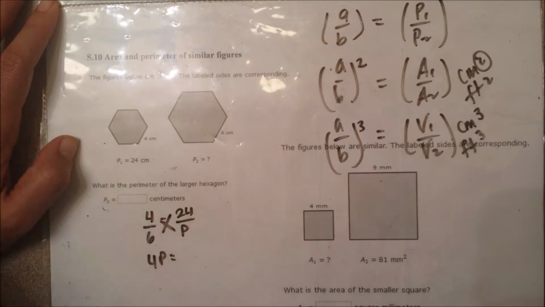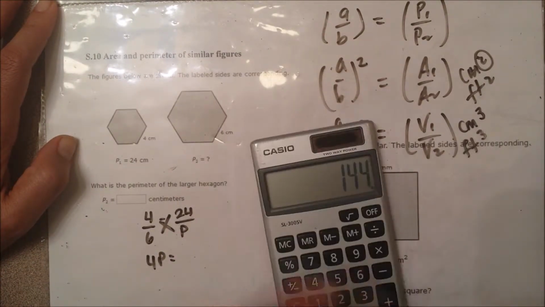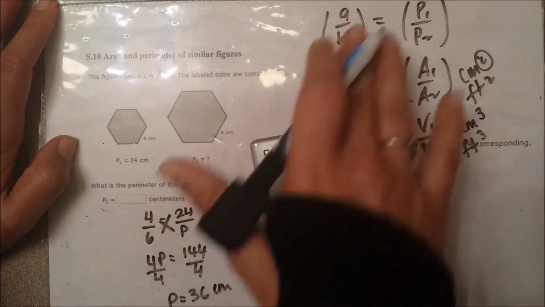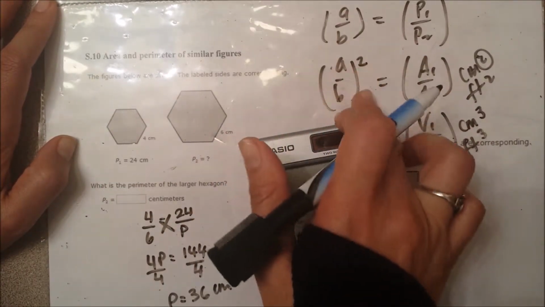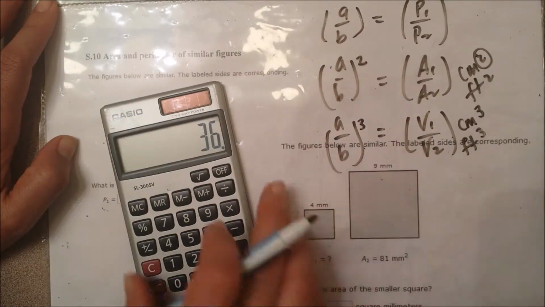4P is equal to 24 times 6, 144. Divide both sides by 4. P is equal to 36. So your answer is 36 centimeters. So again, when they ask for perimeter, it's just regular. If they ask for area, you're going to square it and then do the cross multiply. If they ask for volume, you're going to cube it and then do the cross multiply.